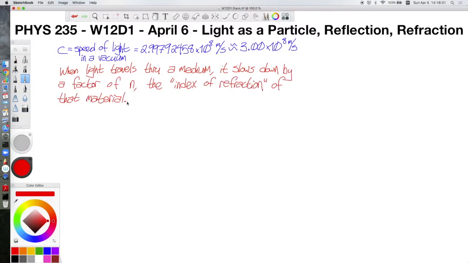So this gives us a formula to define the index of refraction, which will become important going forward, as the index of refraction n equals the speed of light in a vacuum c divided by whatever speed v light travels in that medium. Given that light will always slow down when it enters a medium other than vacuum, this means v will always be less than c, so all of the values of n that we're going to be dealing with are going to be greater than or equal to 1.